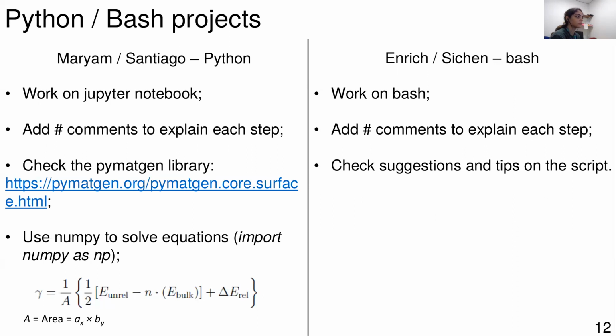Just to go very, very quickly over what you need to do. The division is rather clear. Jupyter notebook with Anaconda for Santiago and Mariam, and Bash for Enric and Sichen. Bash means directly the terminal, okay? The Linux terminal, nothing more. Remember, this is very important when you're scripting everything.